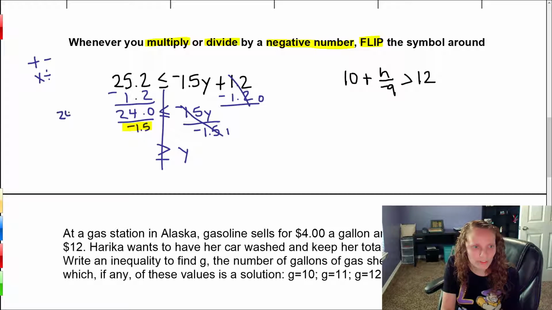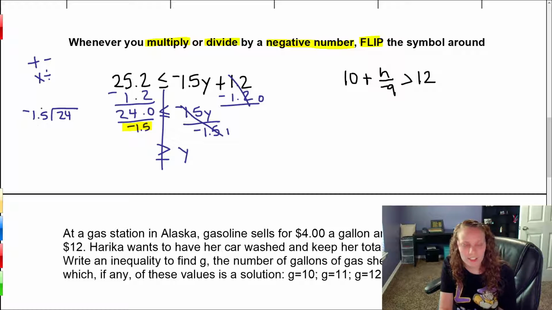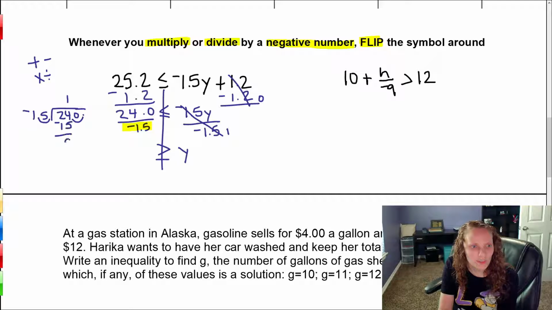And then let's do 24 divided by negative 1.5. Can't have a decimal out in front, so let's move that over once, but we must keep it the same, so we have to move the decimal over inside as well. 15 goes into 24 once, subtract 15, and that equals 9. Bring a 0 down. 15 goes into 90 6 times. 15 times 6 is 90 exactly. And then a positive divided by a negative, the signs are different, so our answer is negative.